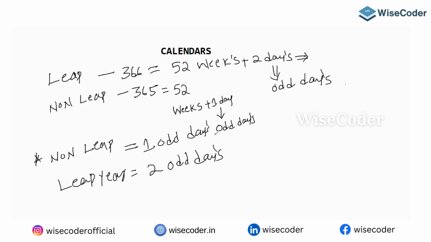So point number 1, what we have learned here: the method we are using is odd days. How are we going to find the number of odd days? By dividing with 7. If you divide with 7, you will get the number of odd days.